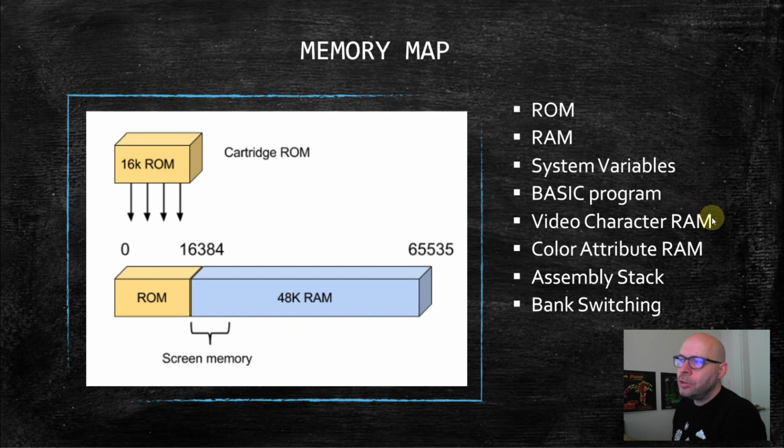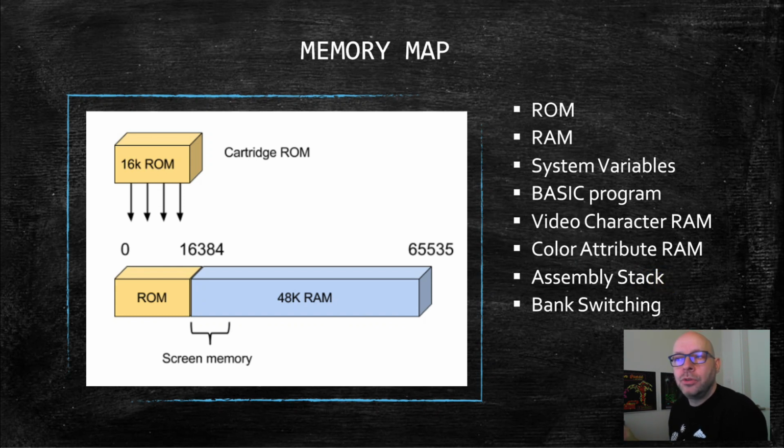And then the memory might also be divided into some other types of uses as shown here: video character RAM, color attribute RAM. Typically a computer will have memory allocated for the graphics shown on the screen. This could be character graphics, this could be bitmapped graphics, and it could also be the color attributes that are shown on the screen. So if there are areas of memory that are reserved for either video character graphics or bitmapped graphics or color attributes, then we need to be aware of where that memory is being stored in our computer. And our next point here, labeled assembly stack. So this is the stack we just mentioned.